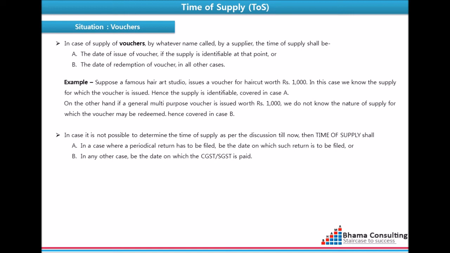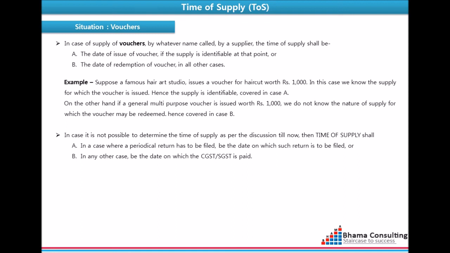In this case, we know the supply for which the voucher is issued. Hence, the supply is identifiable, therefore covered in case A. On the other hand, if a general multi-purpose voucher is issued, we do not know the nature of supply for which the voucher is issued, hence covered in case B.